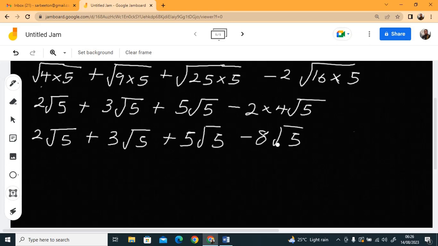So we're going to pick one root 5. So 2 plus 3 is 5. 5 plus 5 is 10. 10 minus 8 is 2. This is what you have: 2 plus 3, the numbers outside, plus 5 minus 8. 2 plus 3 is 5, plus 5 is 10, 10 minus 8 is 2. So your number is 2. Because all of them have root 5, that will be 2 root 5. So this will be your final answer.